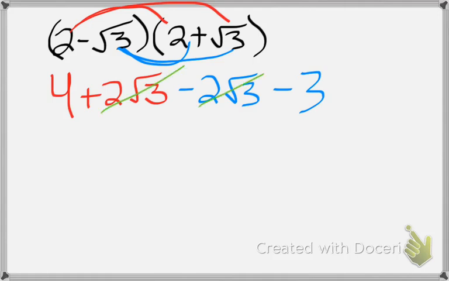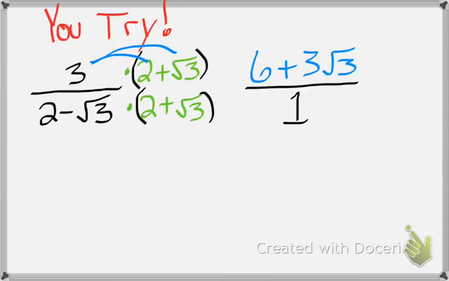Well, these like terms in the middle cancel because they're the exact opposites of each other. And you're left with 4 minus 3. Well, 4 minus 3 is 1. So the bottom equals 1. So you're dividing by 1. Does it do anything when you divide by 1? No. So the answer is just 6 plus 3 times the square root of 3.